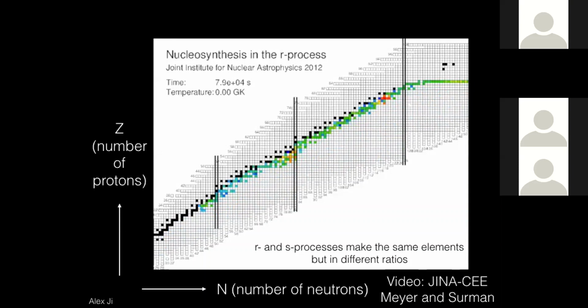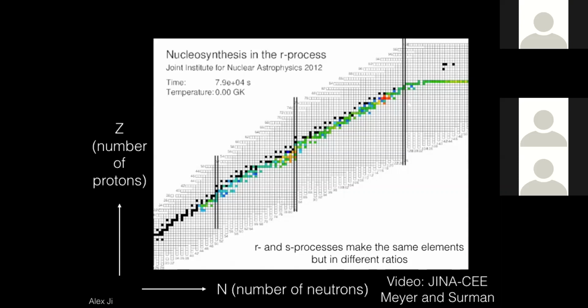And one of the things to note is that this is why you have those three peaks in the solar system. You pile up at those three closed neutron shells, and then they beta decay back to slightly lower Zs compared to the S process, which piles up directly on top of those neutron shells. These two processes actually make sort of similar elements, but they make them in different distributions.